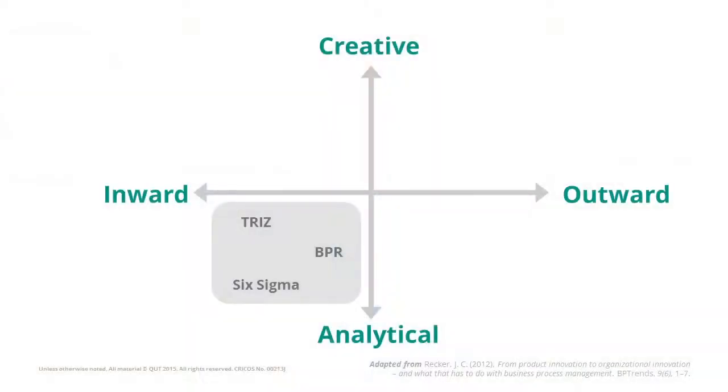I'm going to try to use two of these dimensions to give you an overview of the different redesign approaches that exist. The most popular approaches that most people are familiar with are analytical in nature and are inward-looking. TRIZ is a family of techniques which fits here. Business Process Engineering, BPR, is another family, and Six Sigma.